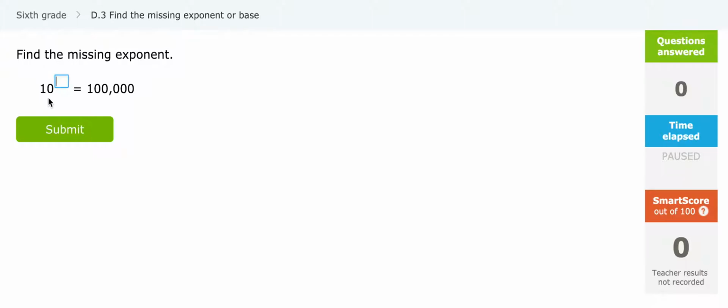How many times do we need to multiply 10 by itself in order to get 100,000? I'd say 1, 2, 3, 4, 5 times. Okay? So you can try it, right? If you multiply by 10, you just kind of add a 0 at the end. So in this case, we need to have 5 zeros, so that's going to be 10 to the 5th, right?